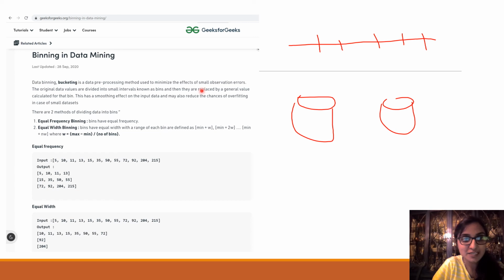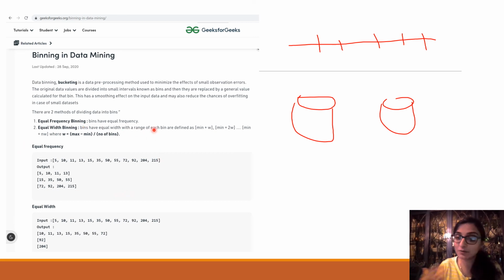And then they are replaced by a general value that's calculated for that bin, maybe a bin average, maybe the bin interval itself, maybe the bin number. This smooths the input data, and may also prevent overfitting. If you have continuous data, maybe put the data into groups, make it less specific, make it more generalizable. So equal frequency binning, which is also called equal density binning, I have another video on.